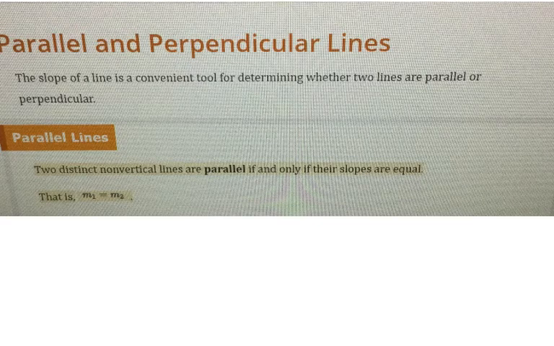Now we're going to start looking at parallel and perpendicular lines. The slope of a line is a convenient tool for determining whether two lines are parallel or perpendicular. So what are parallel lines? How would you describe that to me? Lines that never touch, right? They always think about railroad tracks, how they go beside each other. So parallel lines are lines that never touch. And this says two distinct lines are parallel if and only if their slopes are equal.